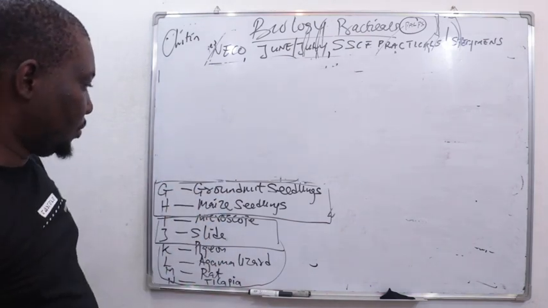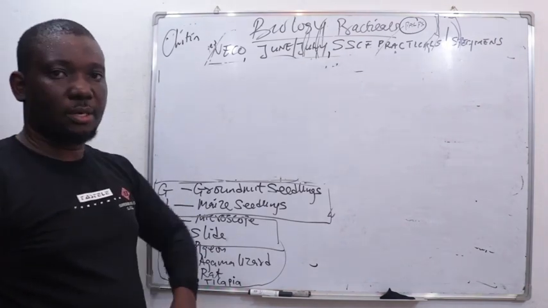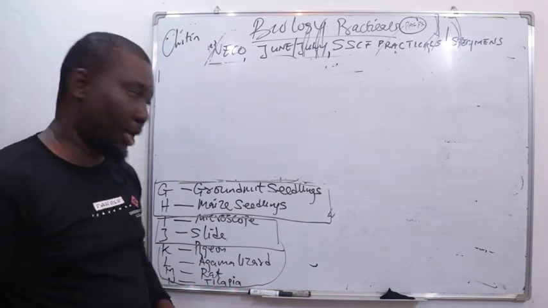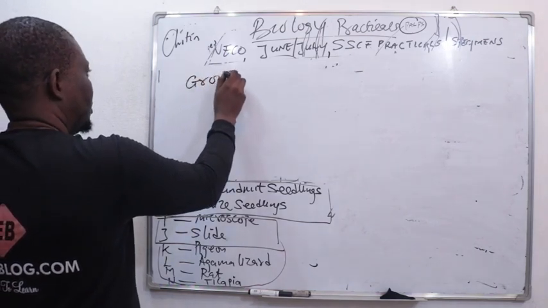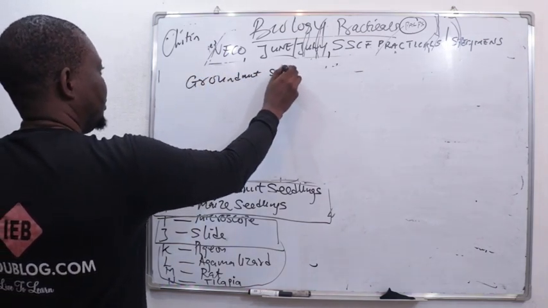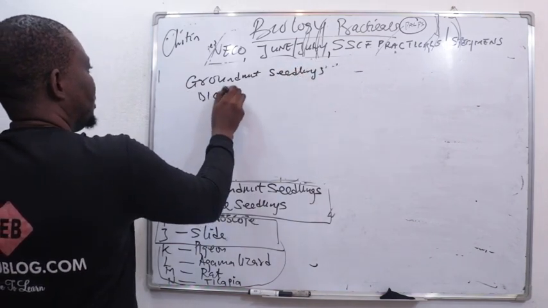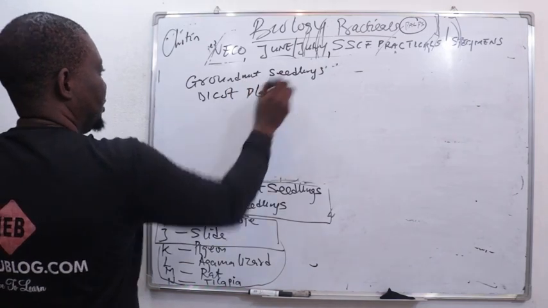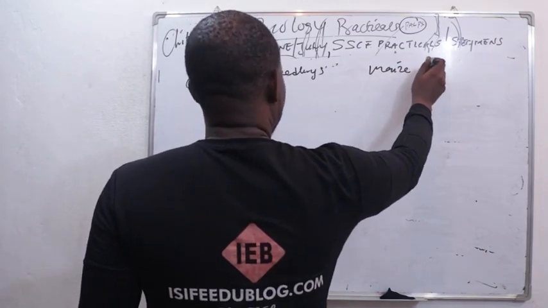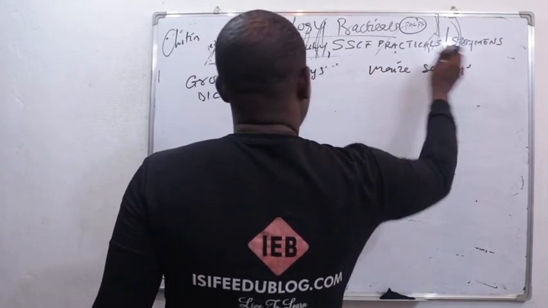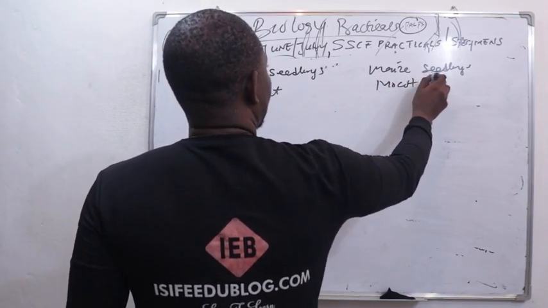Now, let's start with specimen G, which is groundnut seedling. Groundnut seedlings belong to dicot plants. Maize seedlings belong to monocot plants.